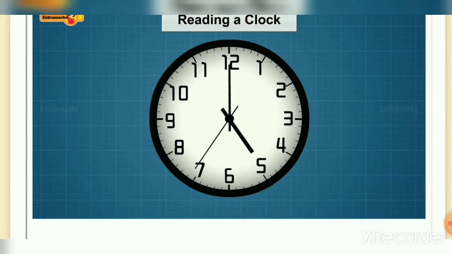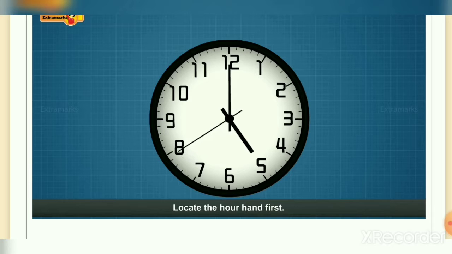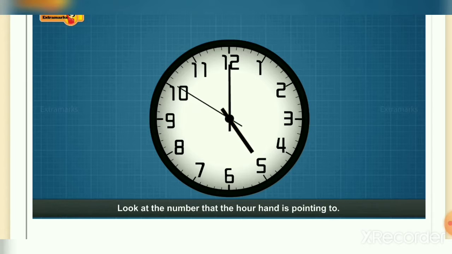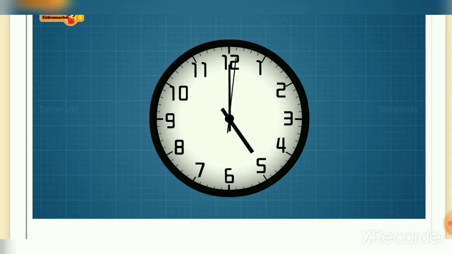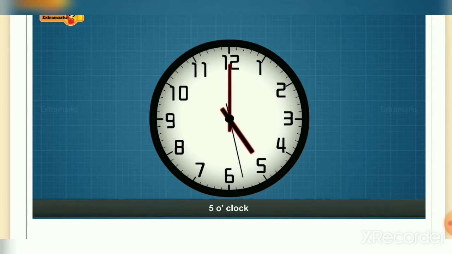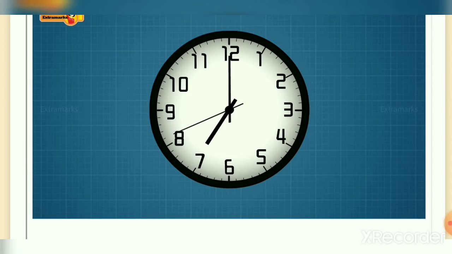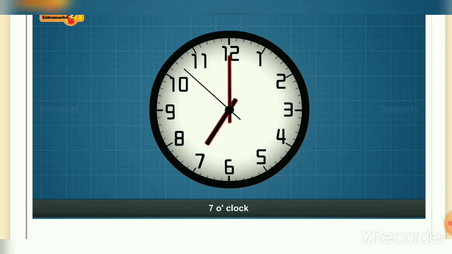Let's learn how to read the clock now. Whenever we look at a clock, we locate the hour hand first. So we first have to see the number that the hour hand is pointing to. That is the number we will use to represent the hour. Observe this clock carefully. Its hour hand is at 5 and the minute hand is at 12. So the time is 5 o'clock. Now in this clock, the hour hand is at 7 and minute is at 12. So the time is 7 o'clock.